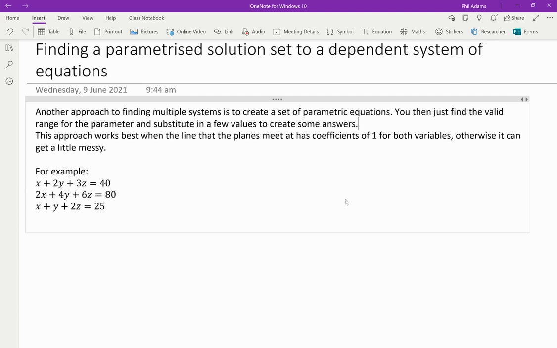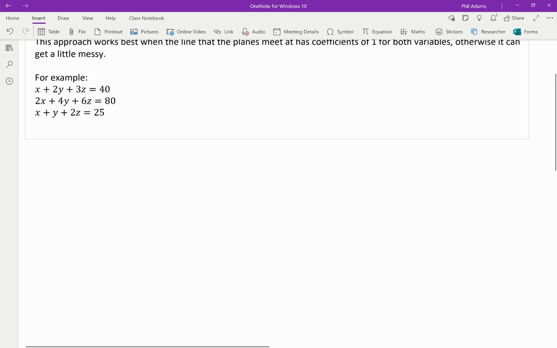Okay, so this is just another way that you can find the solution set for multiple solutions in a dependent system of equations. And thank you to Toby Harvey for pointing this one out. It does tend to work best when the line of intersection is a simple one with coefficients of 1 for the variables. But obviously, you can use it anytime. So I'll just go through the example and you can see how it works.